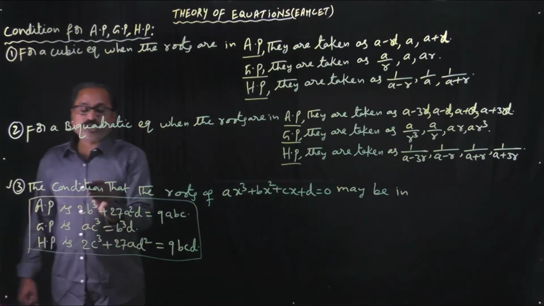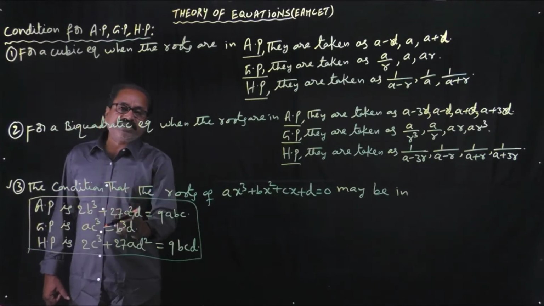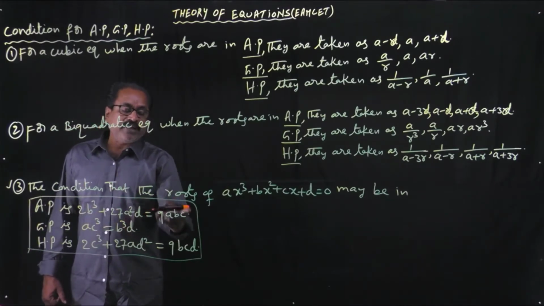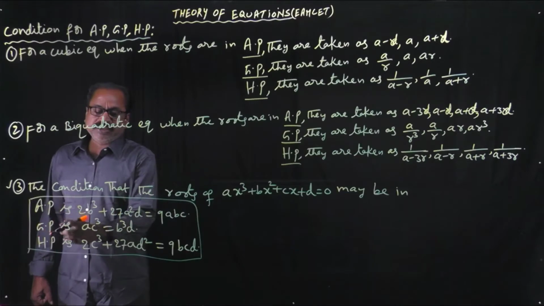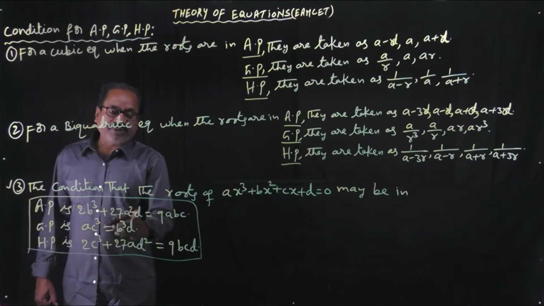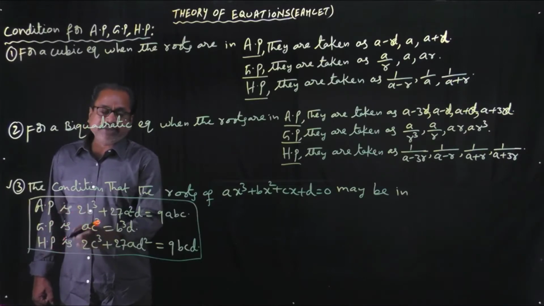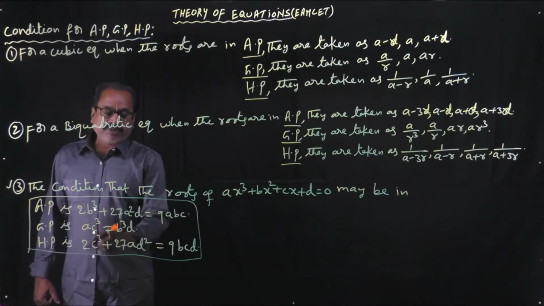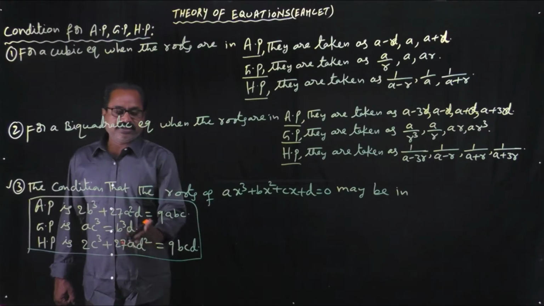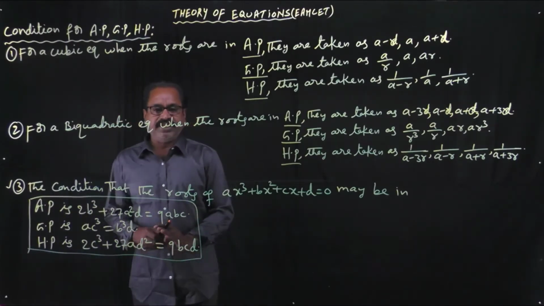So, AP is 2b cube plus 27a square d equals 9abc. GP is ac cube equals b cube d. Harmonic progression HP is 2c cube plus 27ad square equals 9bcd.